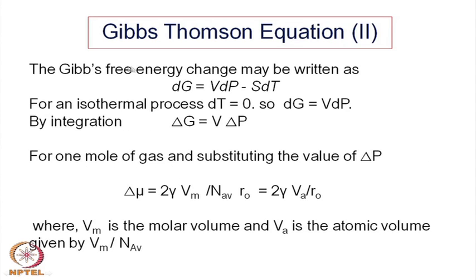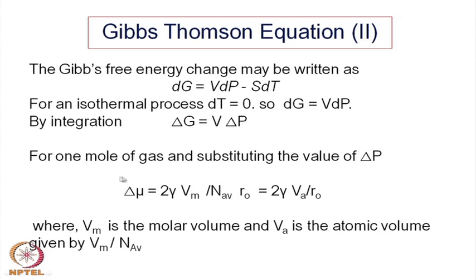To continue that, the Gibbs free energy change may be written as, this is a very simple equation, everybody knows, dG equals V dP minus S dT. S is the entropy term, T is the temperature, P is the pressure and V is the volume. So, the change in Gibbs free energy is given by this. For an isothermal situation, dT equals 0. So, dG will be equal to V dP, and by integration one can find that delta G is actually V delta P.